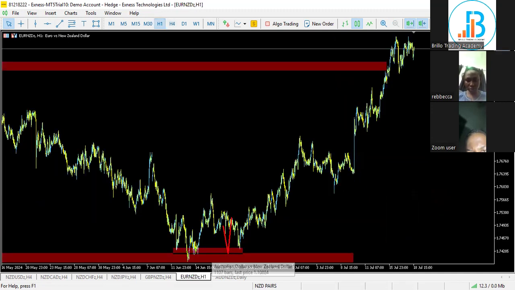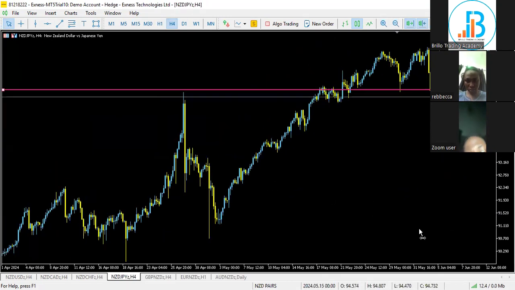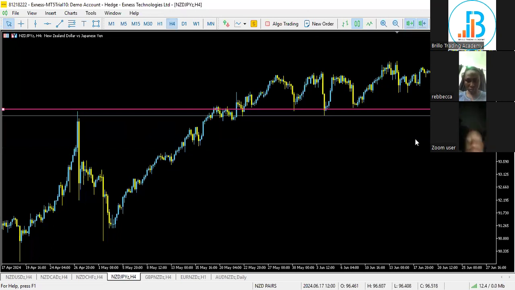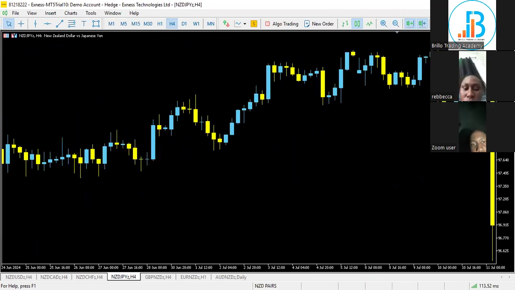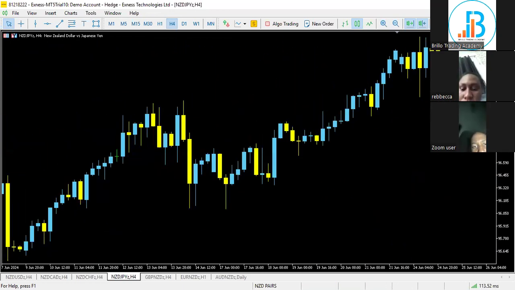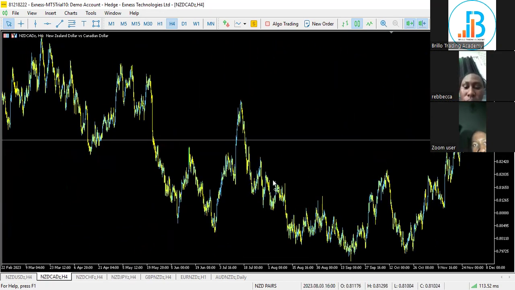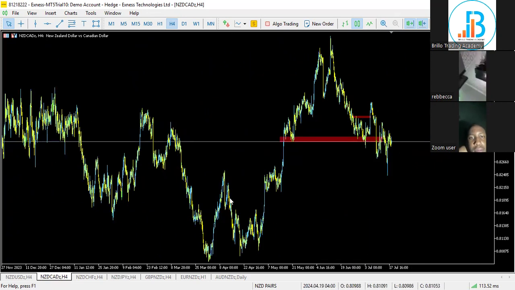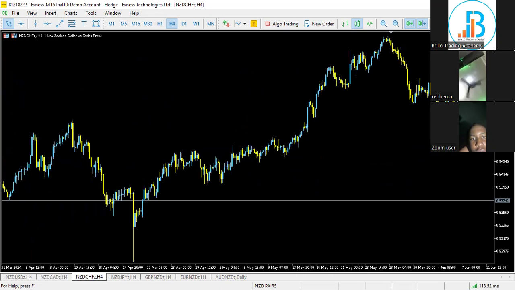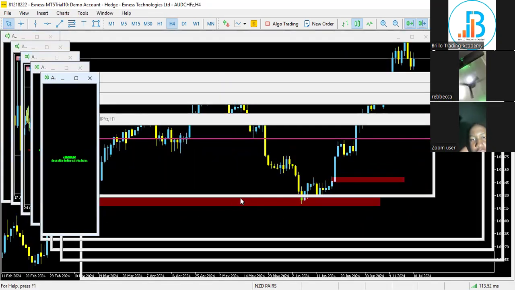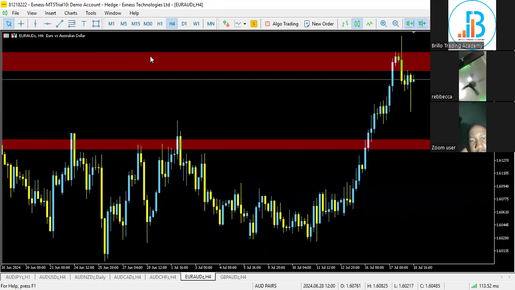Then let me look for a ranging market. I think this would be a perfect example. Let me just zoom in with this. I just need a perfect one. Okay, let me go to AD pairs and check. All right, let me use this.